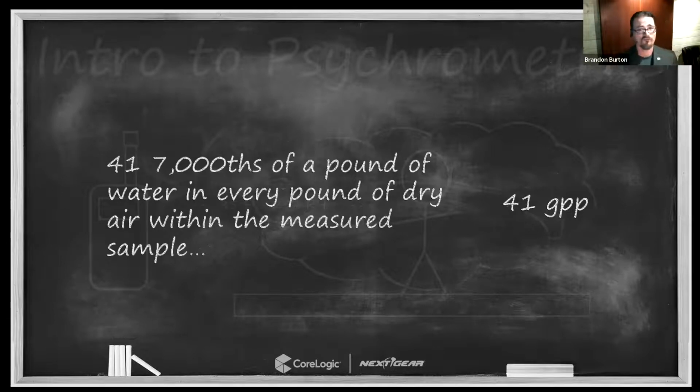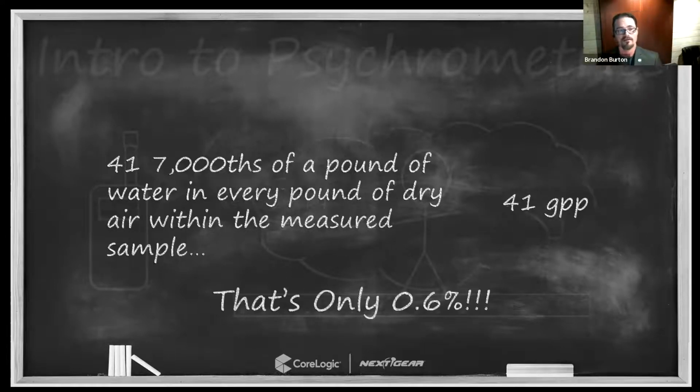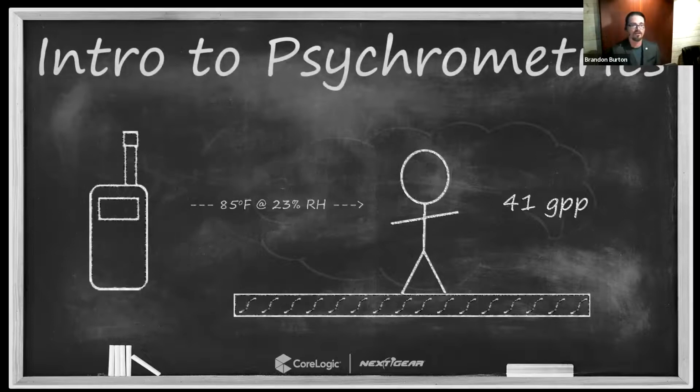So by itself, 41 just tells me that there are 41 7,000ths of a pound of water in every pound of dry air within the space sampled or measured. Sounds really fancy, right? Sounds really complicated. Gives me a headache just saying it, but it doesn't tell me anything. So not a lot of water, but what does it actually mean? To understand what it means, we need another measurement.